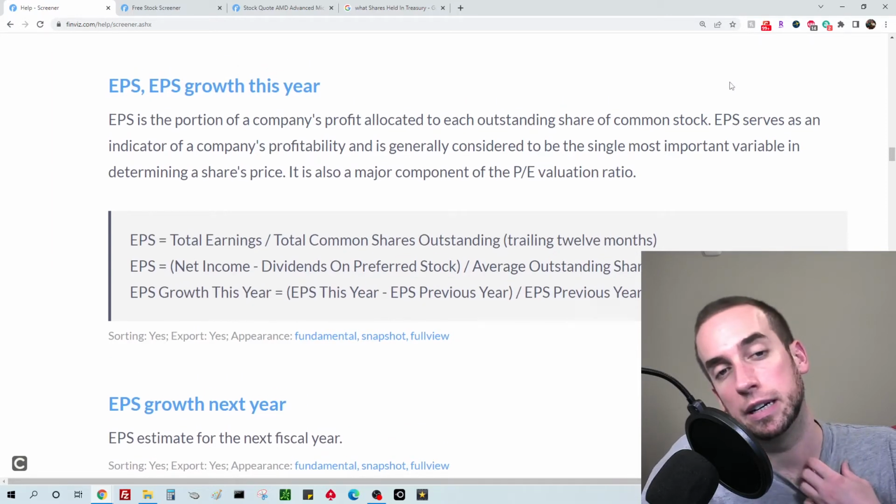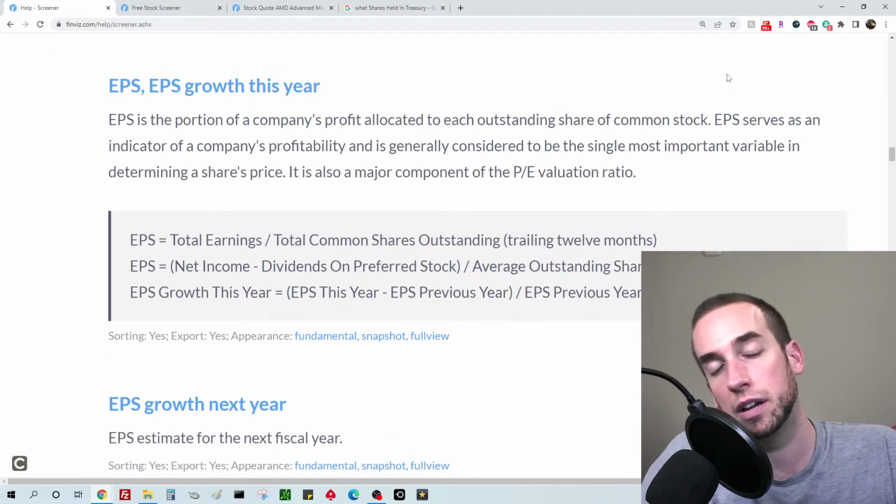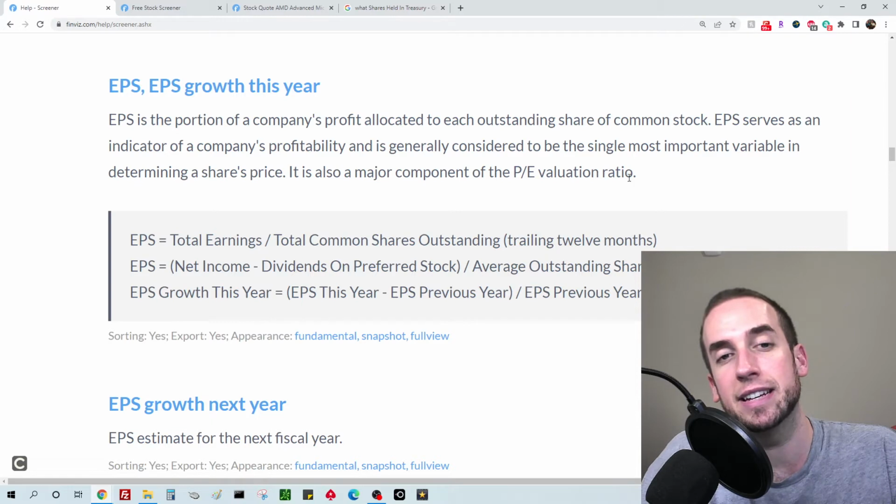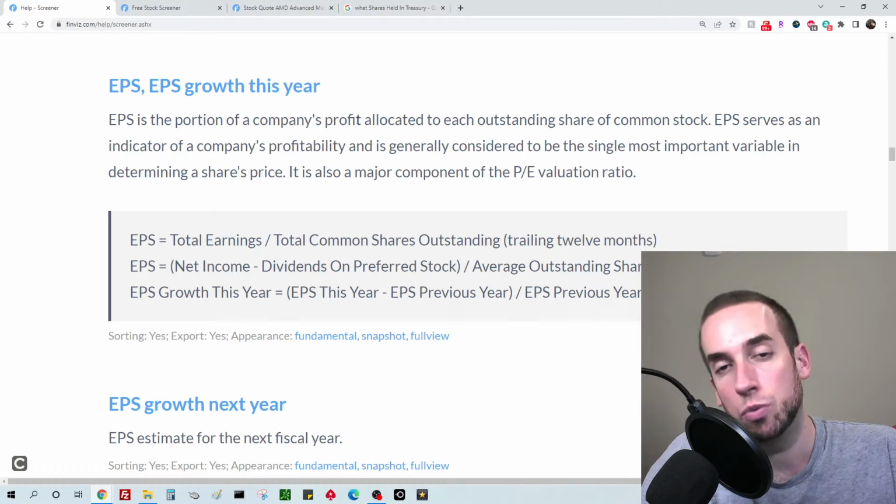Okay, EPS and EPS growth this year. This is great. Not in terms of the calculation, but actual growth quarter over quarter, year over year, month over month. So EPS is the portion of a company's profit allocated to each outstanding share of common stock. EPS serves as an indicator of a company's profitability and is generally considered to be the single most important variable in determining its share price. It is also a major component of the PE valuation ratio.